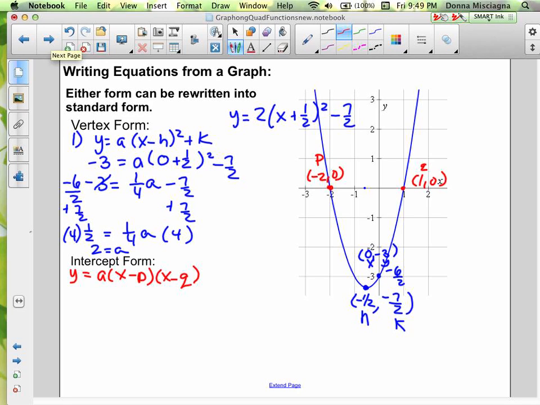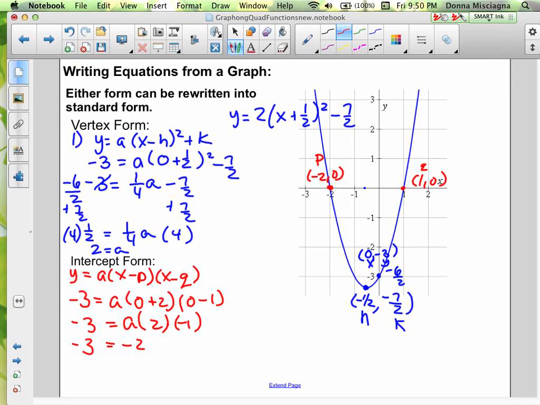So we have negative 3 equals a times 0 minus a negative 2. So that's going to be a plus 2. And then 0 minus 1. So we have negative 3 equals, now I was feeling so good because I got a 2. Got a 2 and it was in vertex form. And we're not going to get the same value, are we? So we have a times 2 times negative 1. So we have negative 3 equals negative 2a. And then we divide both sides by negative 2. So a is, we get 3 halves.